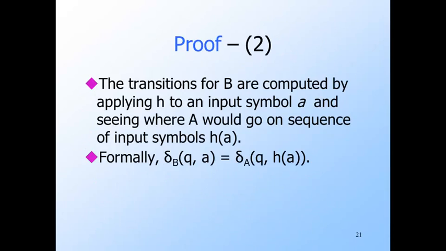Suppose B is in state Q, and the input symbol is a. We apply H to a, and we see where the automaton A would go on that sequence of inputs H of a. That is, delta B of Q and a is delta A, the transition function for the automaton A, starting in state Q, but reading the sequence H of a. Note that H of a could be the empty string or some long string of symbols. So this is really the extended delta, but that's okay. We know what that is.